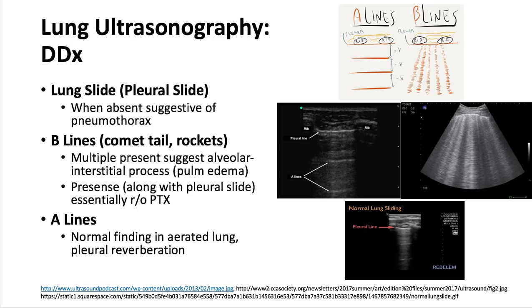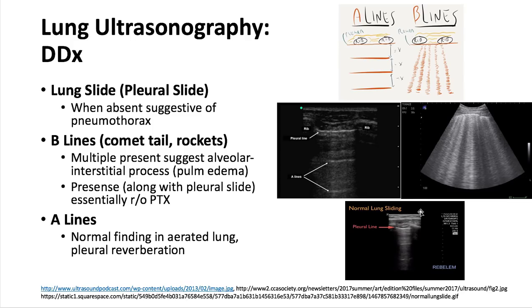The next keyword is lung ultrasonography and differential diagnosis. And the graphic at the top right shows A lines and B lines, ribs, and pleural lines. So A lines are a representation of the pleura reverberating at different distances from the surface of the chest. So if you have a normal pleura and a relatively normal lung, you're going to see these A lines that are representations of the pleura, and it is an artifact of ultrasound.